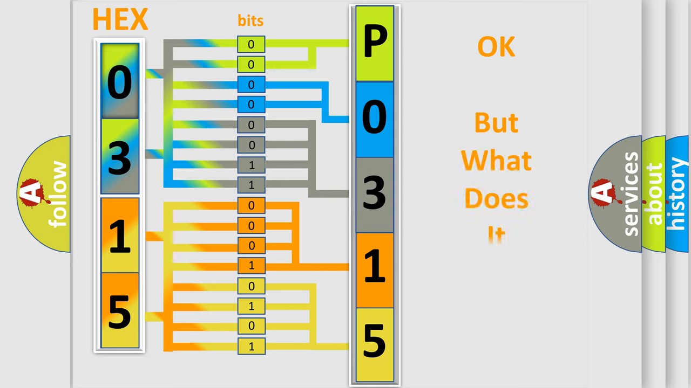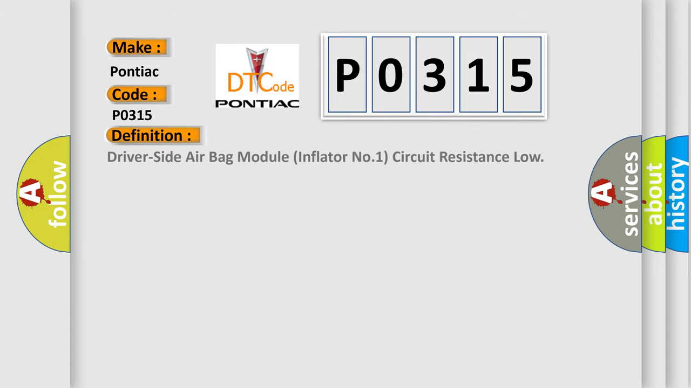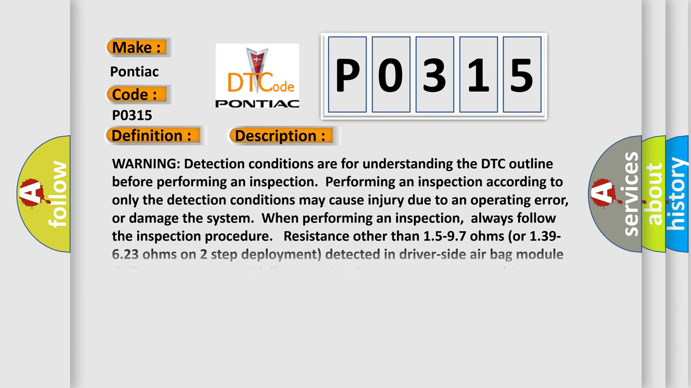The number itself does not make sense to us if we cannot assign information about what it actually expresses. So, what does the diagnostic trouble code P0315 interpret specifically for Pontiac car manufacturers? The basic definition is driver side airbag module inflator number 1 circuit resistance low. And now this is a short description of this DTC code.